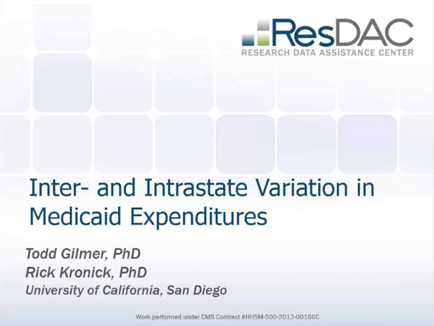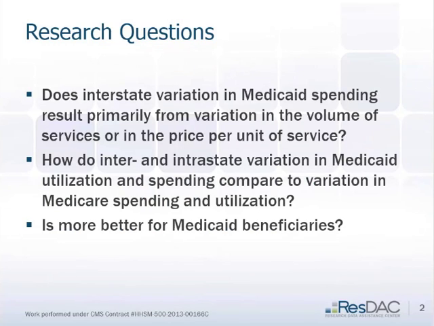But there are reasons to think there might be more variation in the Medicaid program, specifically the ability of states to set some of these thresholds. So we decided to ask these research questions. We wanted to look at area variation, and we wanted to look at why. What is driving variation in the Medicaid program? Is it price or is it volume?